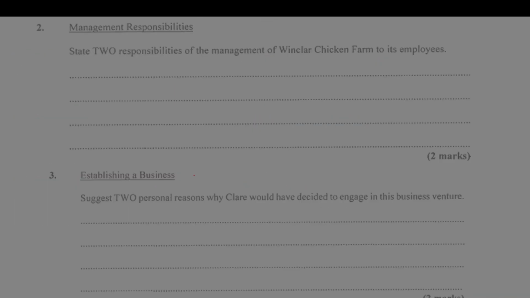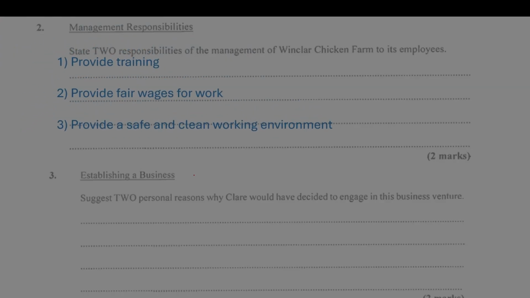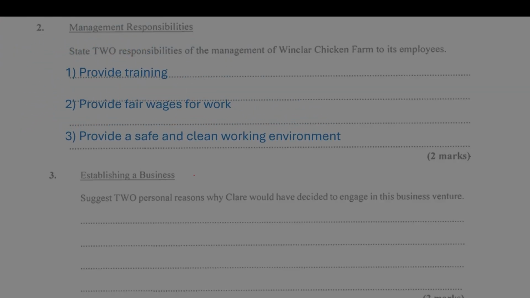Number 2, management responsibilities. State 2 responsibilities of the management of Winkler Chicken Farm to its employees. So they want the responsibilities of the management to its employees. So the first responsibility of the management to its employees is to provide training. So as management, we need to ensure that employees know how to carry out their jobs and roles effectively and efficiently as well as safely. So the way we do this is through providing training. This ensures that workers make fewer mistakes, they work faster and better, and they stay safe on the job.